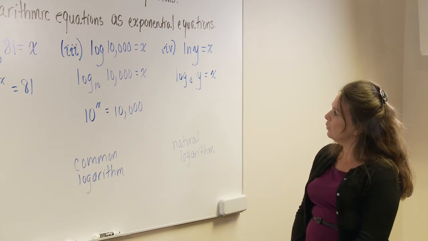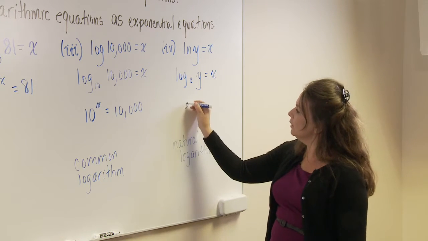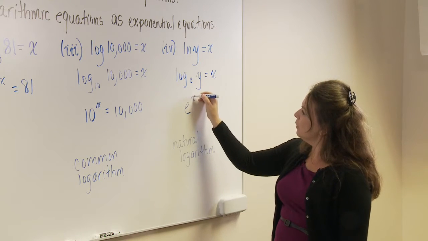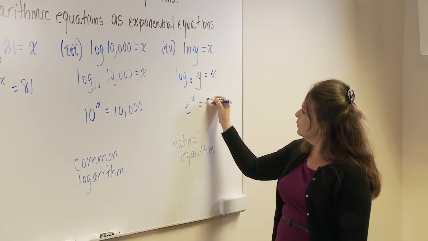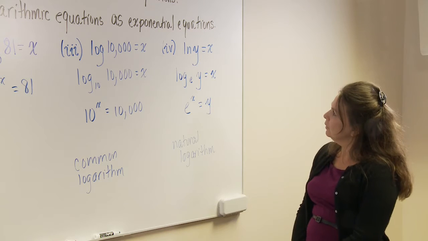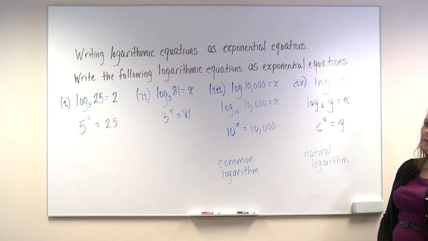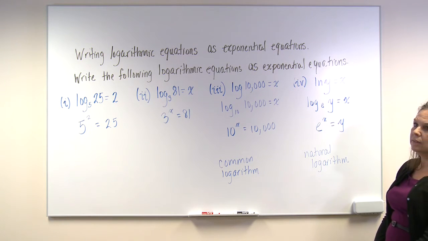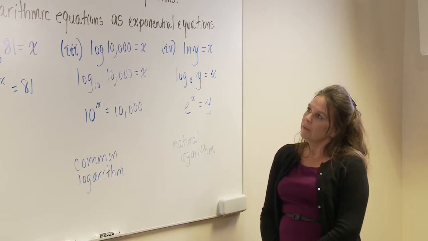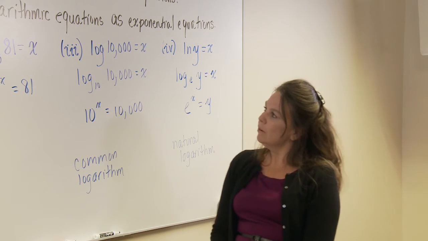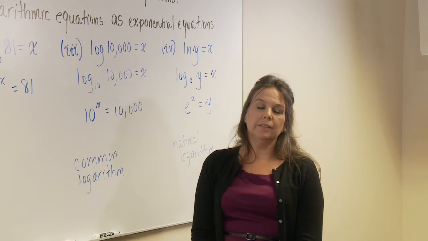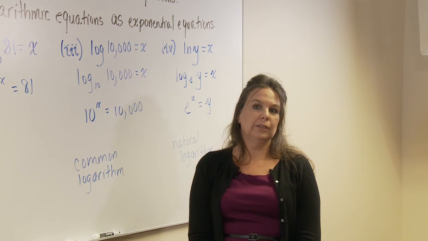So to write the equivalent exponential equation, we have e raised to the power of x is equal to y. And so for the logarithmic equation, the natural log of y is equal to x, the equivalent exponential equation is e to the x is equal to y. And those are 4 examples of writing logarithmic equations as exponential equations.